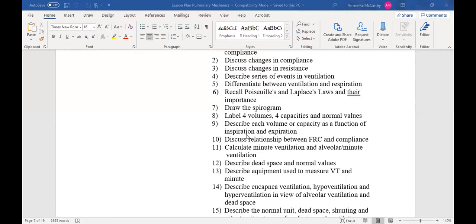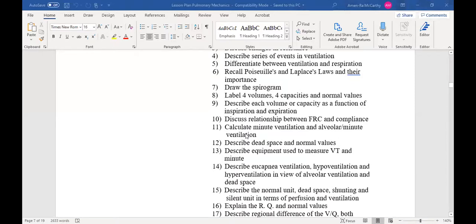Number 11, you're going to have to learn how to calculate minute ventilation and alveolar minute ventilation. This is simply saying how much of that gas came in and out of the lungs in 1 minute. So we have to multiply the volume by the frequency. Frequency is how many times you breathe in a minute. Normal respiratory rate is 12 to 20 breaths per minute. That's a formula you're going to learn. Very simple. Once you get it, you got it.